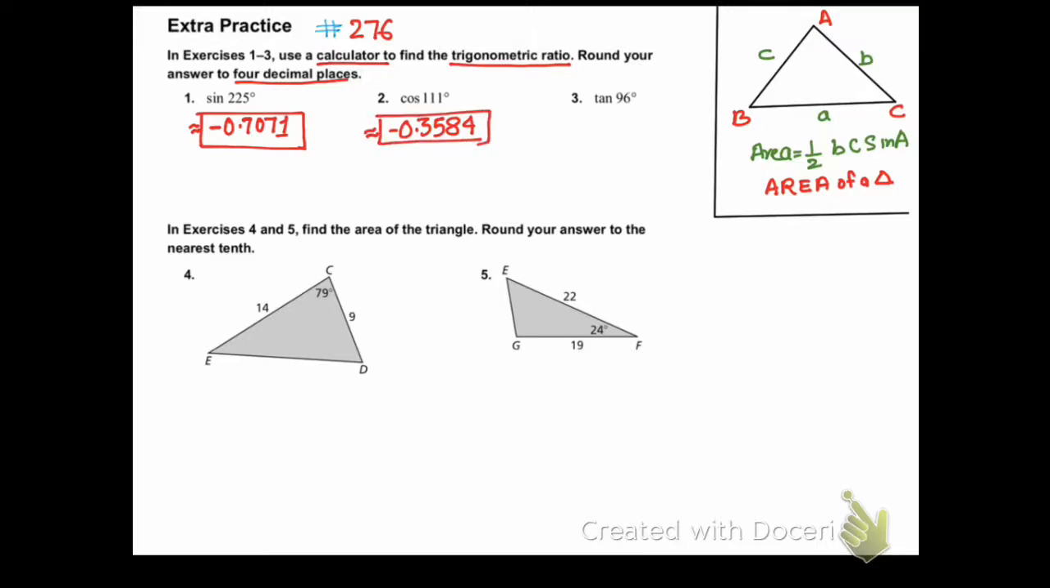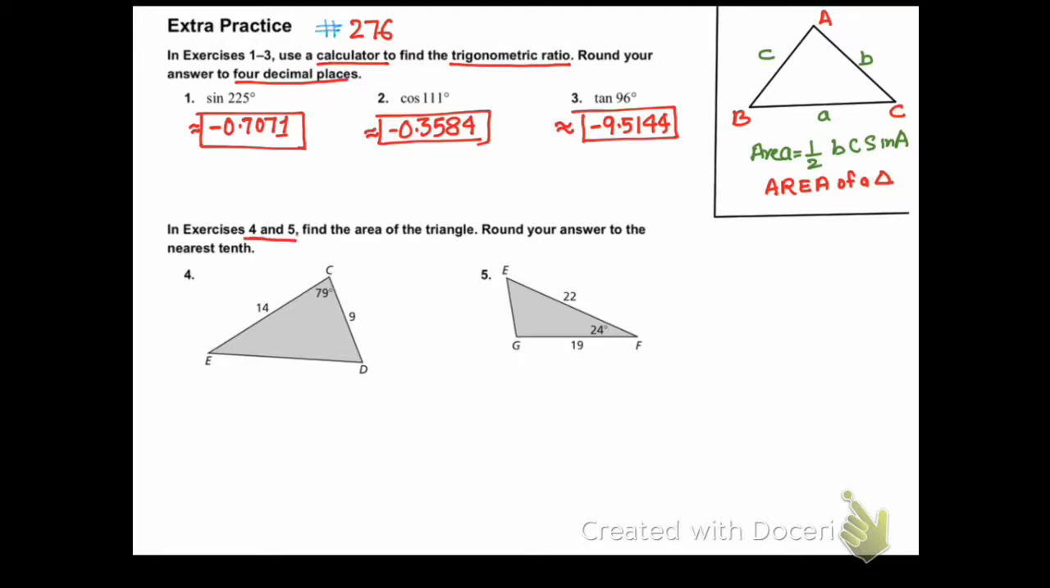And when you do the third one, tangent of 96 degrees, your answer is going to be negative 9.5144, rounded to 4 decimal places. All right, I hope doing these 1 to 3 is not hard. So let's move to questions 4 and 5.